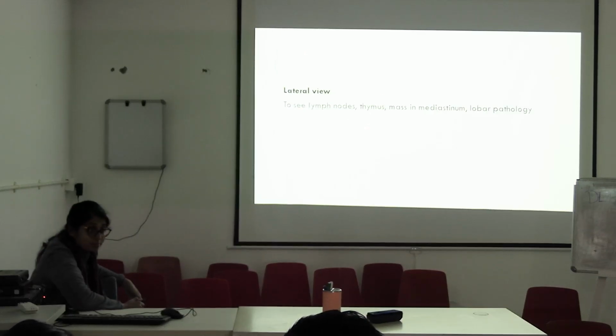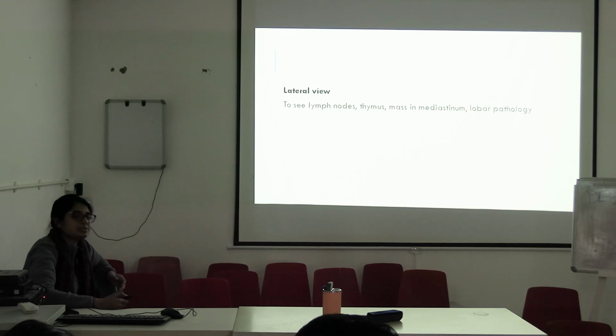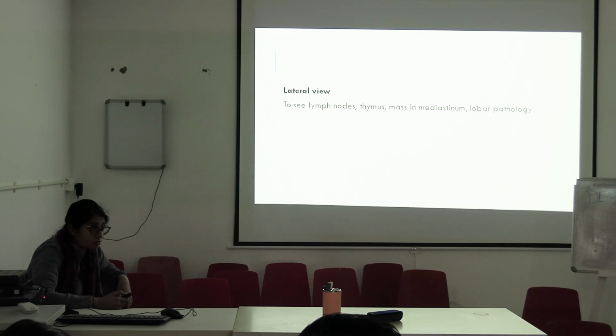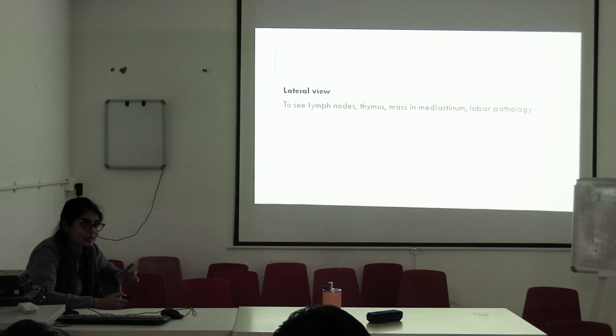We want to see the thymus, or whether there is a mass in the mediastinum, or we want to see a particular lobe. When do we want to see lymph node enlargement? Suppose we are suspecting the patient is having tuberculosis and there are big hilar lymph nodes. So if we want to look at the lymph nodes more clearly, we can do a lateral X-ray. Suppose we are suspecting there is leukemia or lymphoma, okay, there will be enlargement of lymph nodes. If we suspect that the child is having thymoma, the thymus will be enlarged, okay.